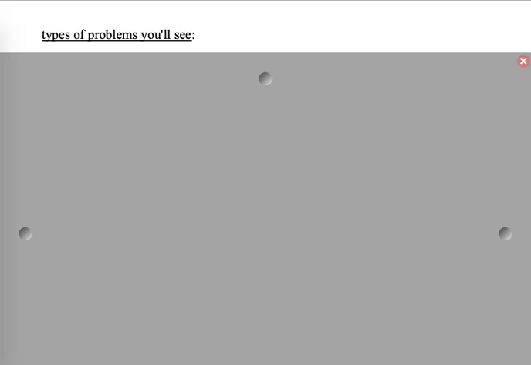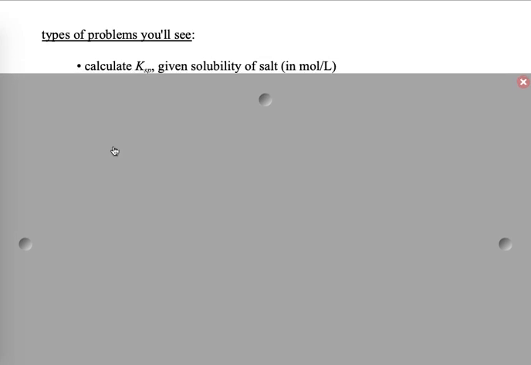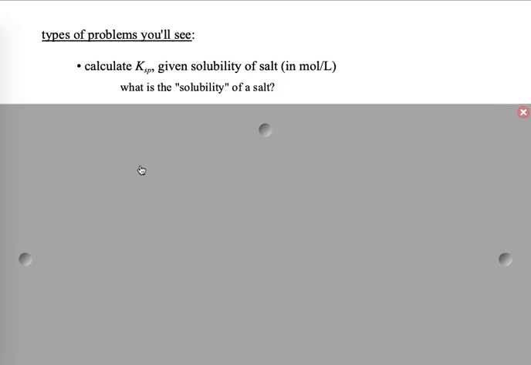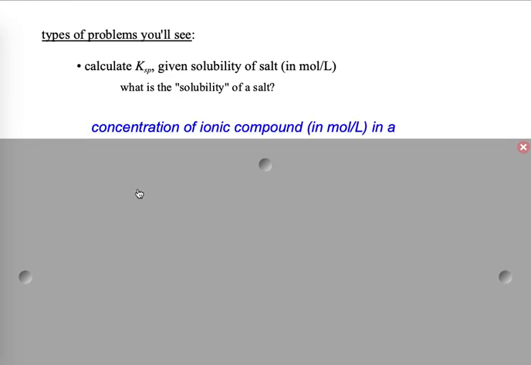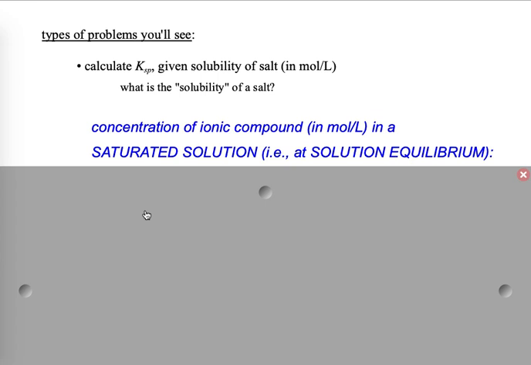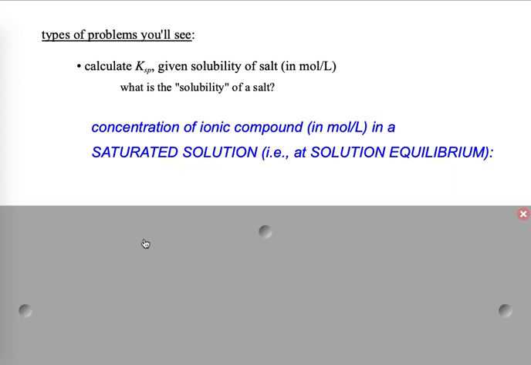So, here are the types of problems you're going to see. First of all, calculate Ksp for a slightly soluble ionic compound, given the solubility of the compound in moles per liter. Now, let's make sure we understand clearly what the term solubility means. Solubility is defined as the concentration of the ionic compound in moles per liter in a saturated solution. And a saturated solution, you'll recall, is one that has achieved solution equilibrium.